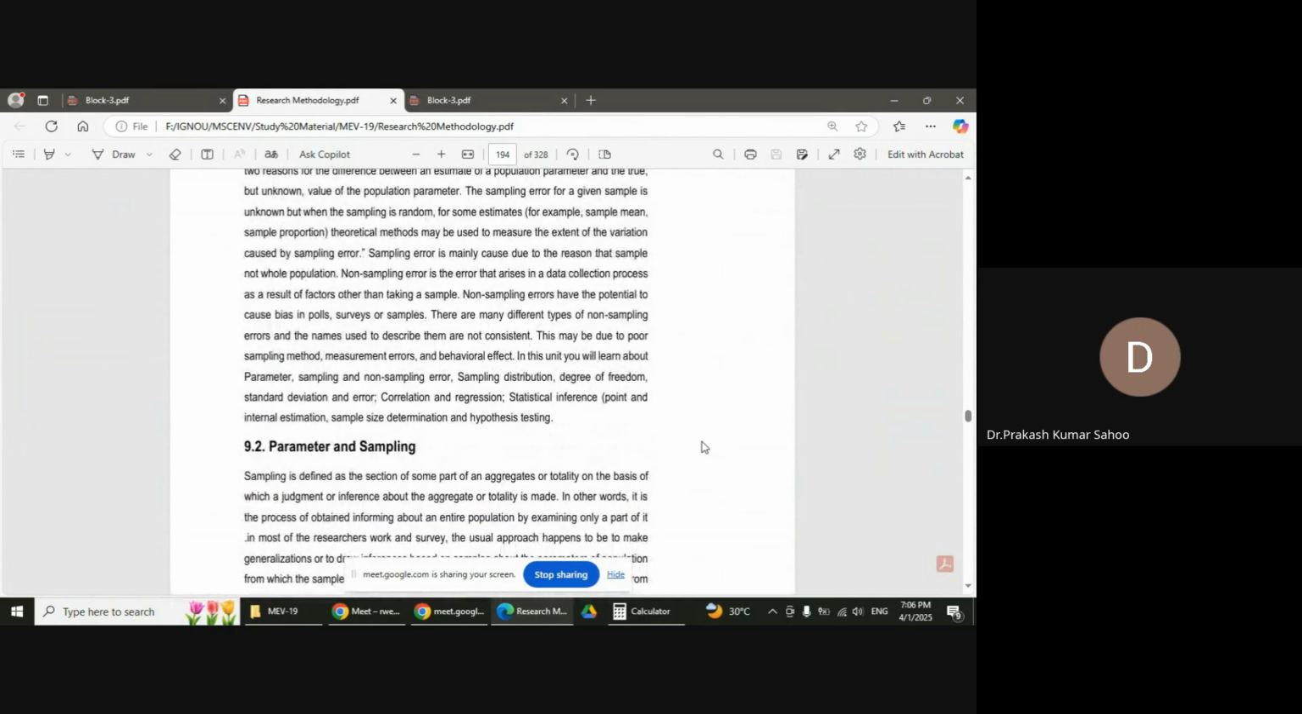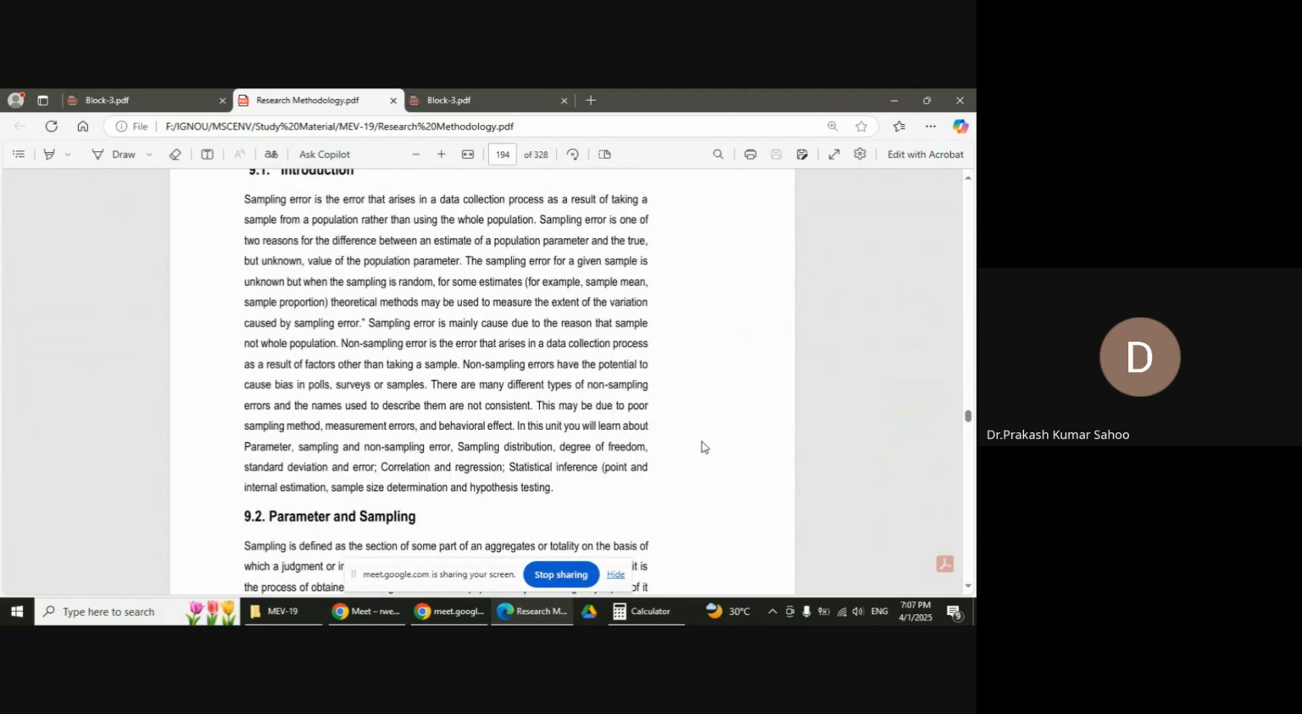So sampling, as we know, is an important part of carrying out a particular research work, because the central part of any research is to collect the correct sample from your study area. If you collect the proper sample, then your analysis will be made accordingly, and you will have the required data for your expected outcome.